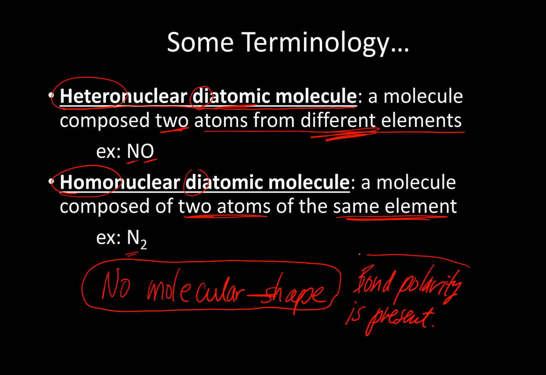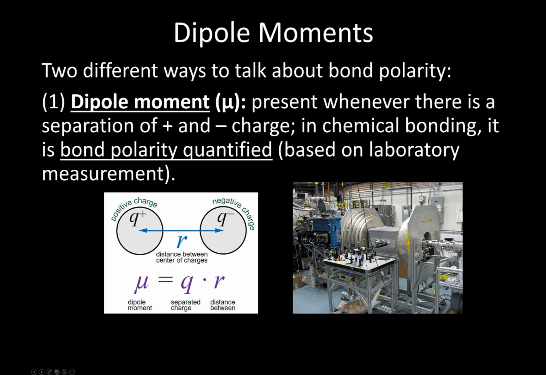The place that bond polarity is present would be when you have two different elements involved. There wouldn't be any bond polarity here because it's the same element and it has the same electronegativity. Both of those atoms have the same electronegativity.